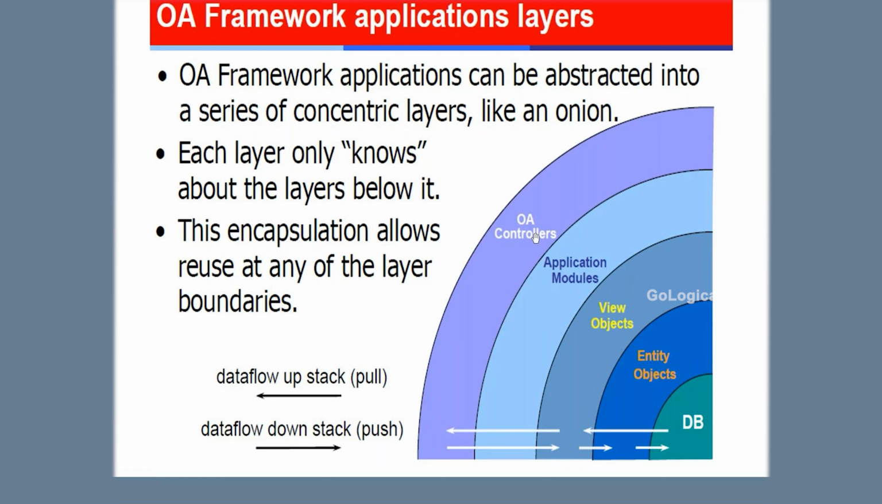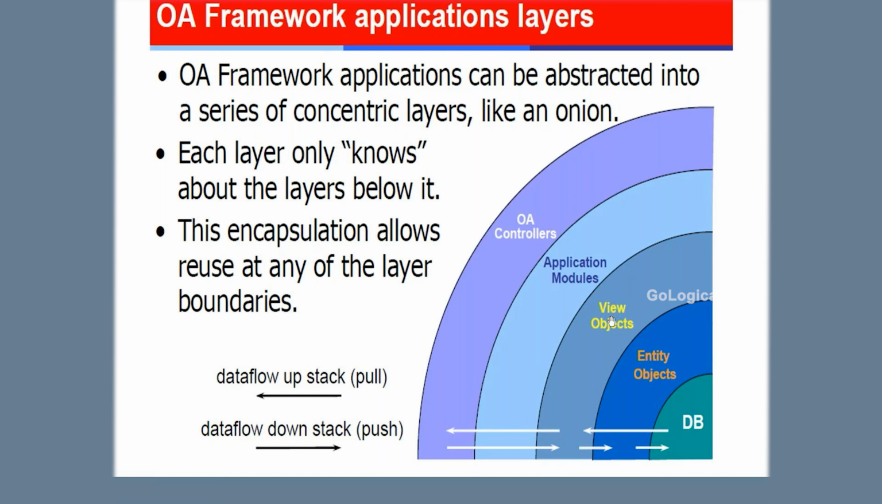Suppose if you want to perform something on the view objects, you can directly call this view object in the controller only, and then you can perform any actions. You can get the data. Generally, what happens? View object, application module.